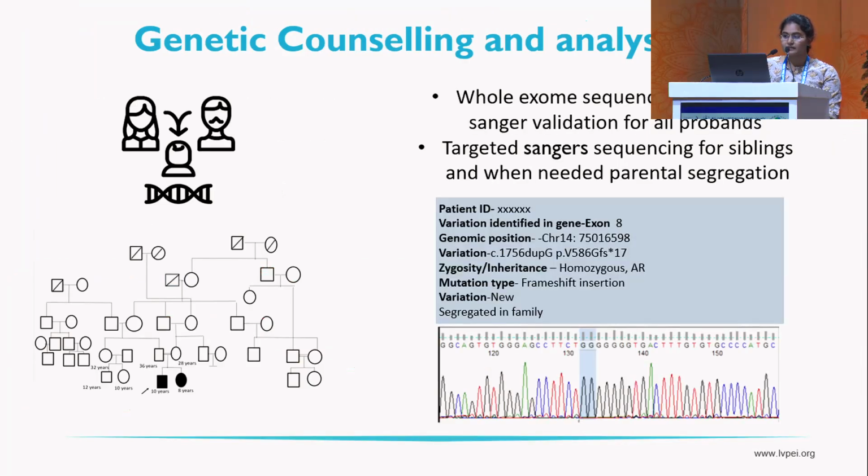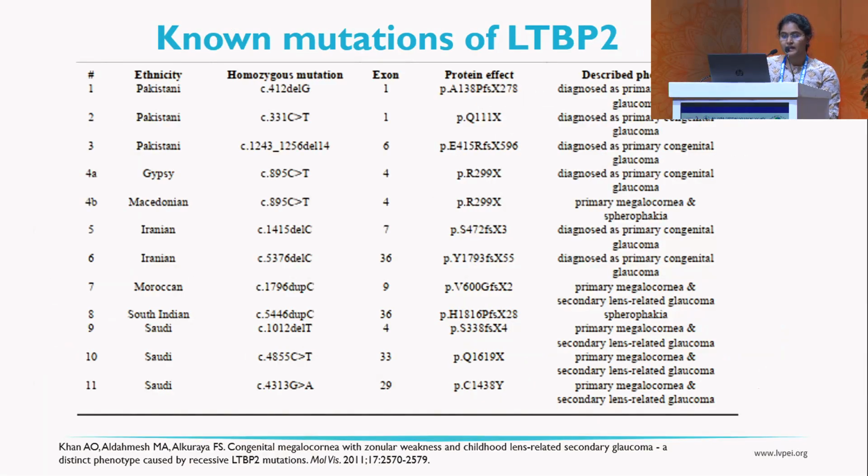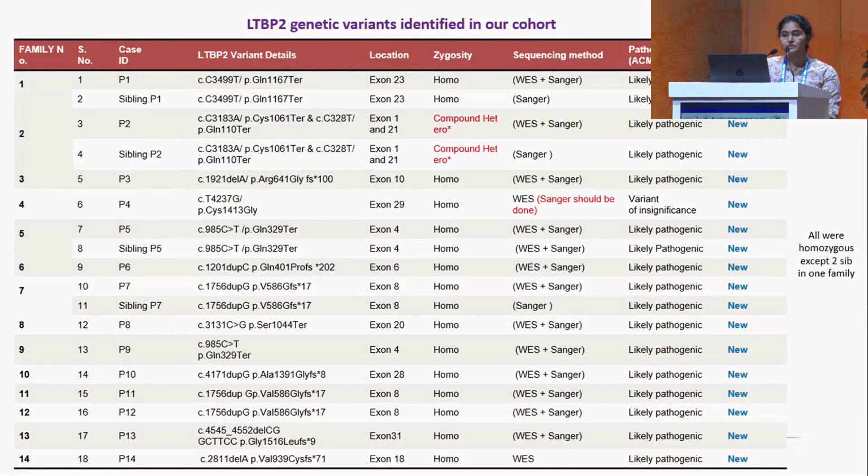All children underwent whole exome sequencing along with Sanger validation. Targeted Sanger sequencing was done for the siblings and when parental segregation was needed. These are the various known mutations of LTBP2 which were published in the literature. All the LTBP2 genetic variations which we found in our cohort were novel, and all of them were homozygous except 2 siblings in one family which was compound heterozygous.